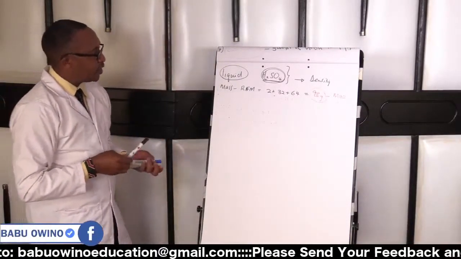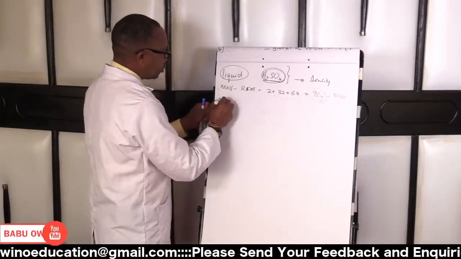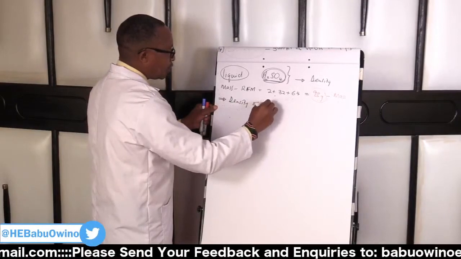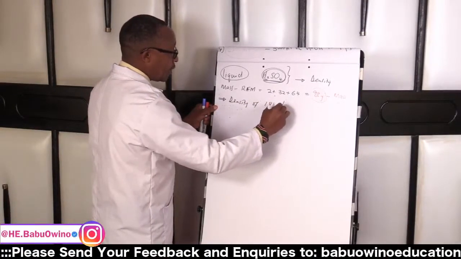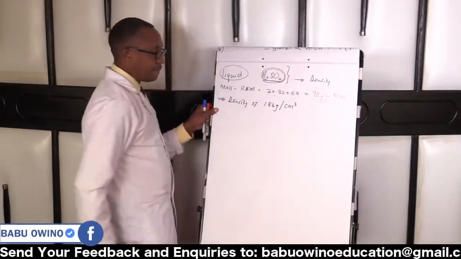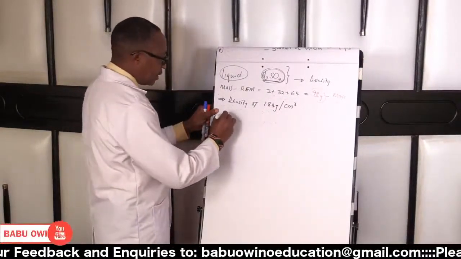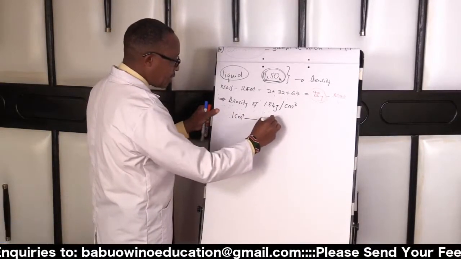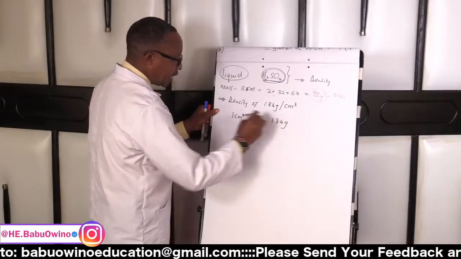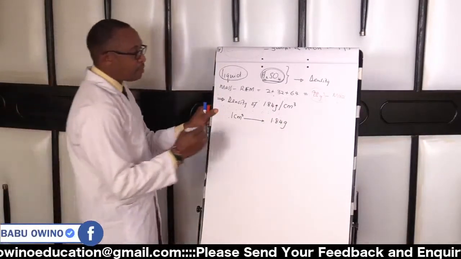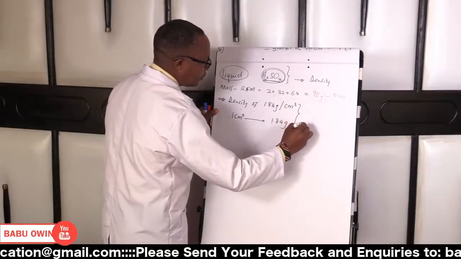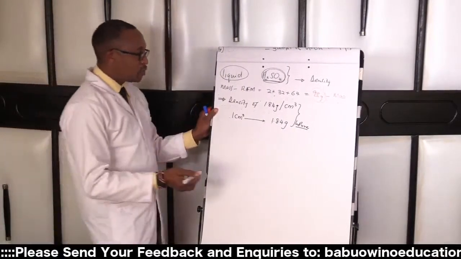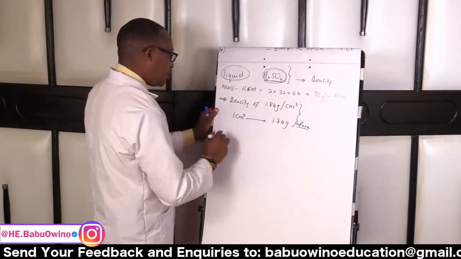When we are dealing with this acid as sold, it has a density of 1.84 grams per centimeter cubed. What does that tell us? That for every 1 centimeter cubed of the acid, it has a mass of 1.84 grams. And remember, this is not pure. This is impure because it contains other chemicals in it.